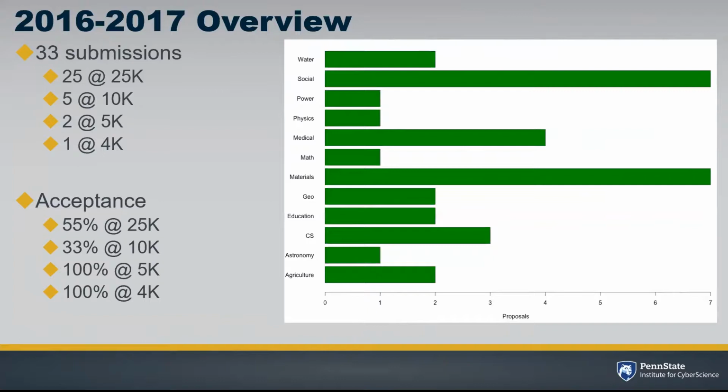Now, of course, this does not mean that we will fund the same level this year. It will depend on the number of submissions, but you can expect that it will be a lot harder to get a $25,000 proposal funded than 5K or 4K.